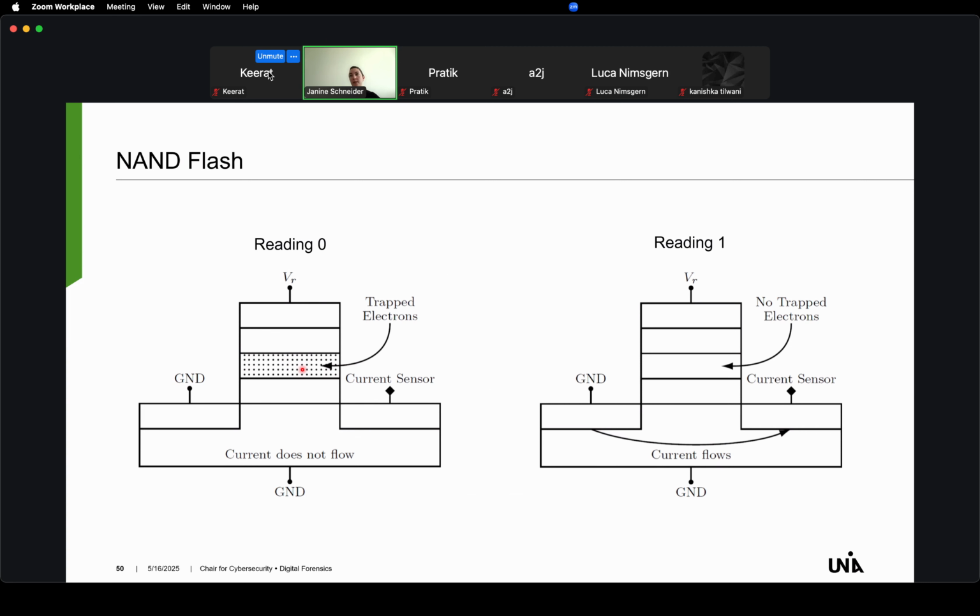So no current can be measured at the sensor because we don't have any electrons here. And this state, not measuring any current here, is interpreted as zero. And if we have electrons in the substrate, so the current can flow from ground to the sensor, we interpret that state as a 1. Okay, questions so far?